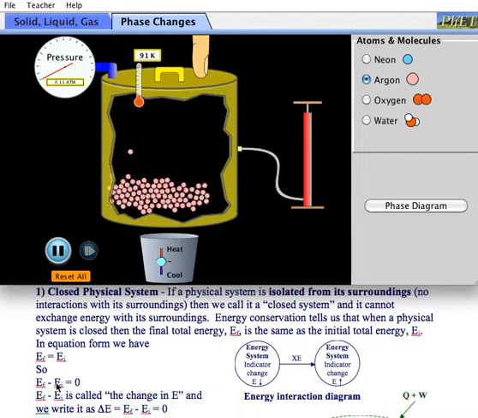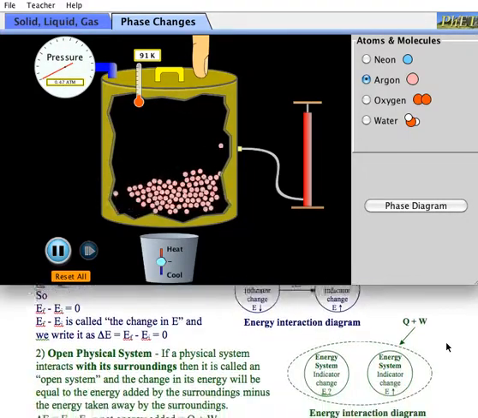So E final minus E initial is 0. E final minus E initial, we call that the change in the energy. This thing has energy, but it's not changing. So the change in the energy is 0 for a closed system.